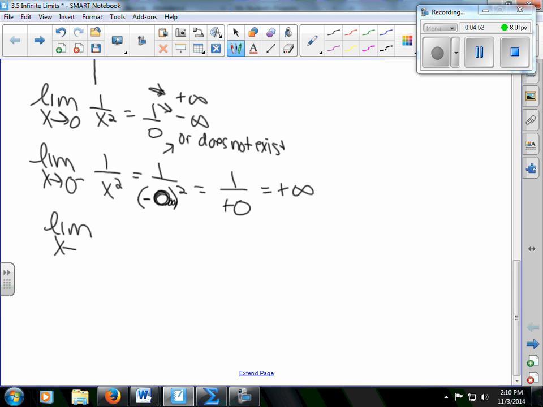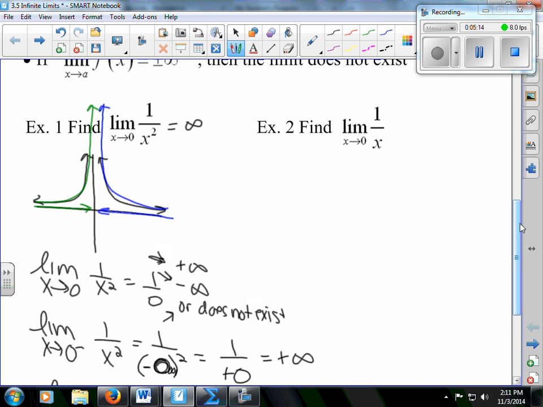If I take the limit as x approaches 0 from the right of 1 over x squared, I get 1 over a positive 0, and when I square a positive 0, I still get a positive 0. So this answer is positive infinity. And from the left and the right, I approach positive infinity both ways, from both sides. And that's why the answer to this limit is positive infinity. And you can see from the graph that from the left, the green, I approach positive infinity. And from the right, the blue, I also approach positive infinity. In this case, we say that this is an infinite limit.